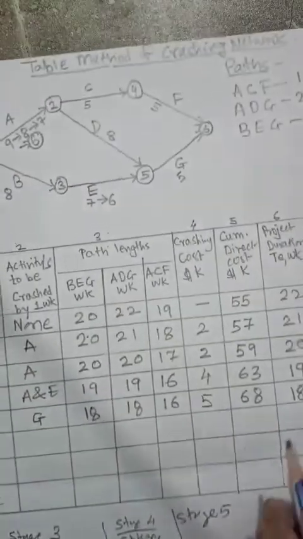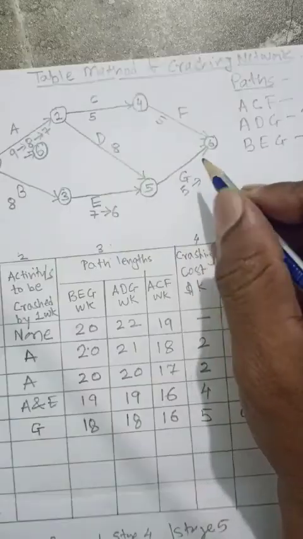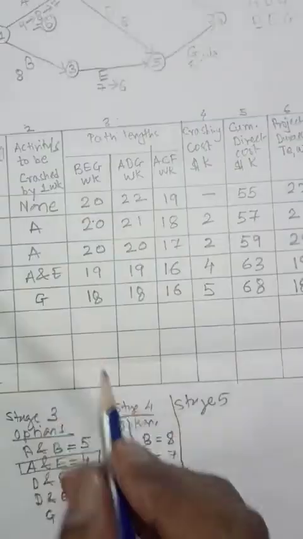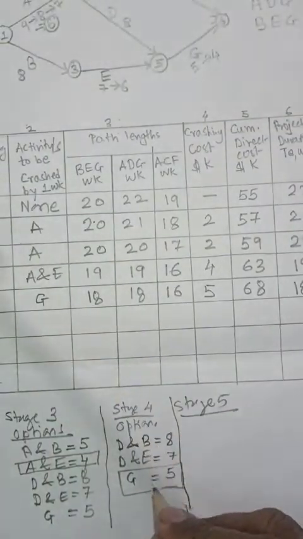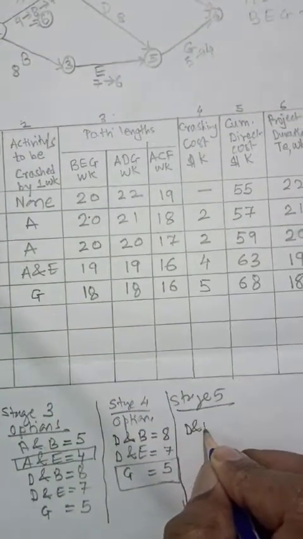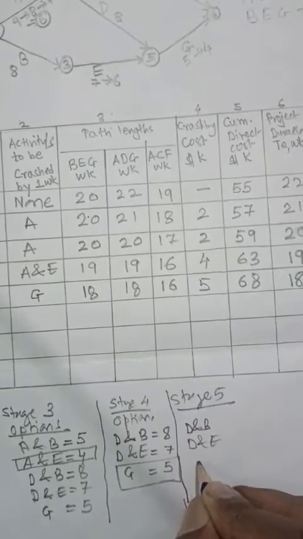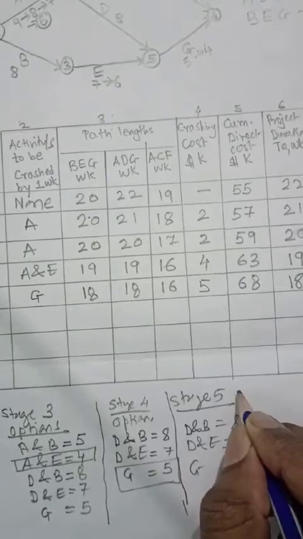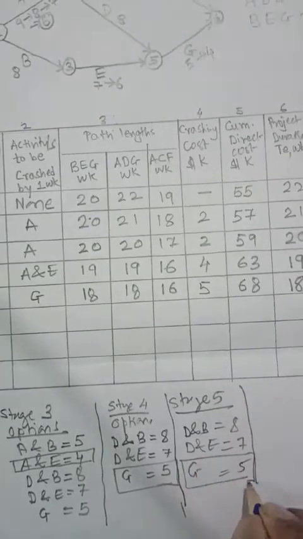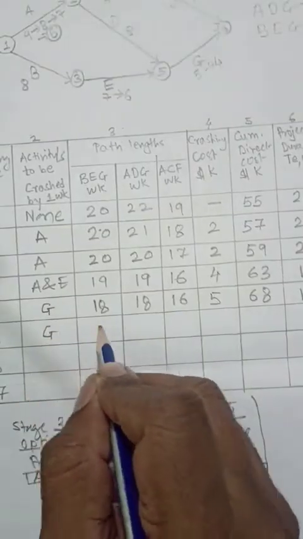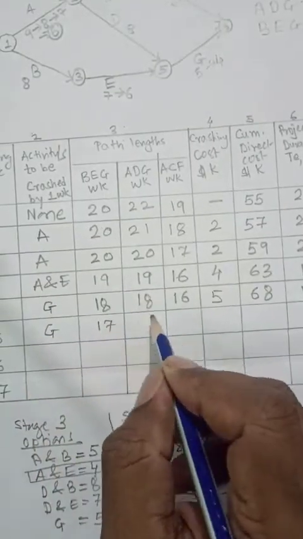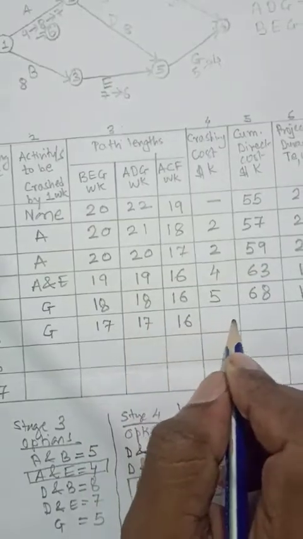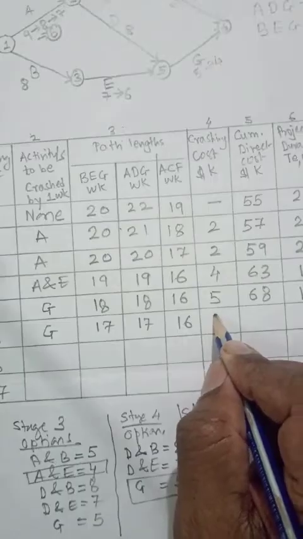But before that I will have to write G as change from 5 to 4. And still I have days left. So even in the fifth stage, the options remain the same: D and B, D and E, and G, and the costs 8, 7, 5. So again my option is G. So I will go for G. This will become 17. This will become 17. This will become 16. And this will be the same cost.